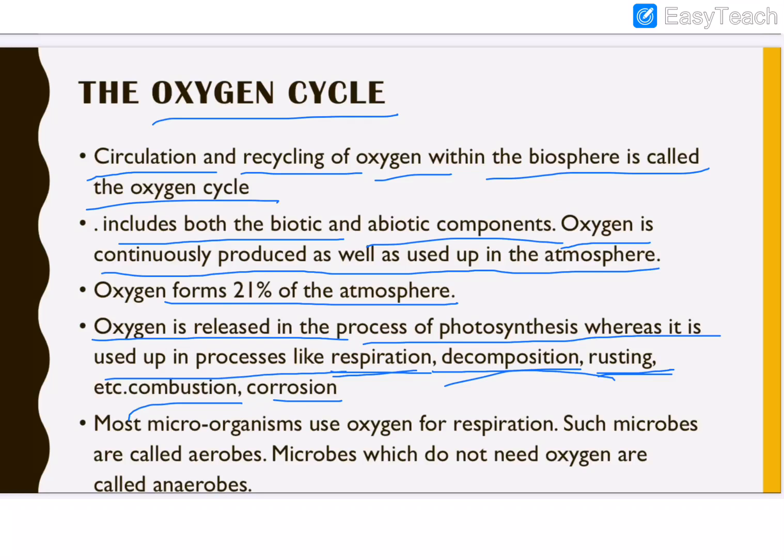So which are the processes which release oxygen? Respiration, decomposition, rusting, corrosion and combustion. Most organisms use oxygen for respiration. All the animals respire taking oxygen, and such microbes are called aerobes. So the microorganisms we are discussing which take oxygen, breathe oxygen, are called aerobes, and which do not need oxygen are called anaerobes. So two types of microorganisms: those which use oxygen for respiration are called aerobes, and those which do not need oxygen are called anaerobes.